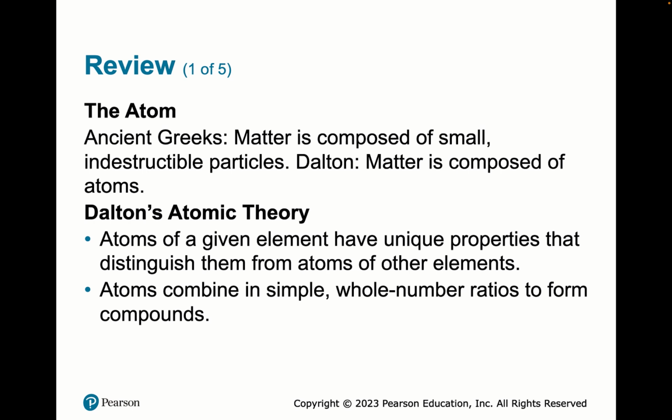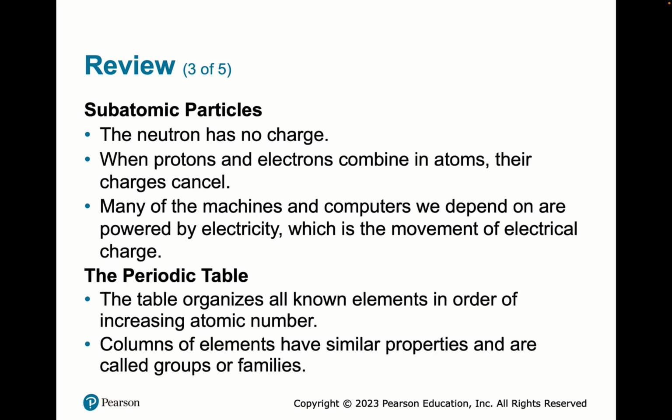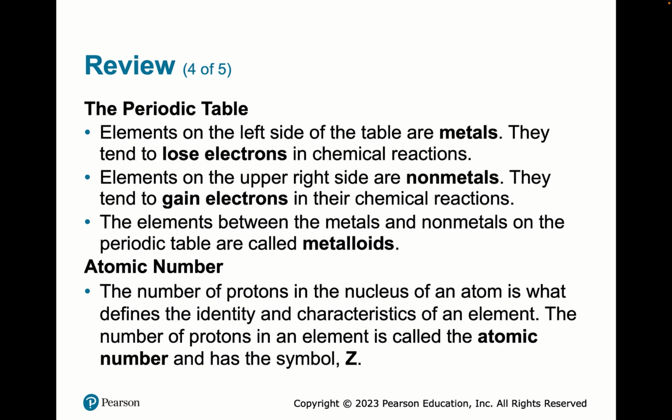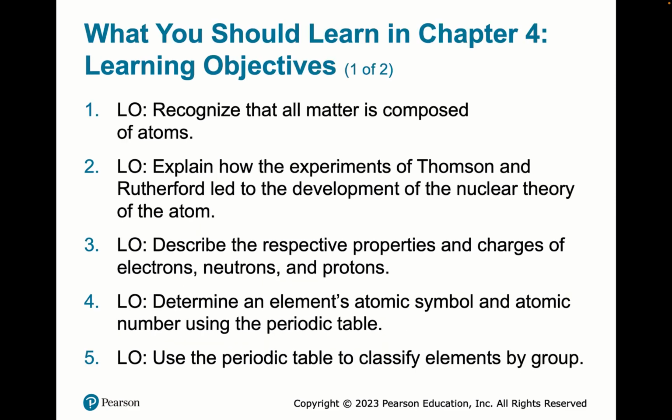So here's the review. We went over atoms and Dalton's atomic theory, and talked about Rutherford's nuclear model and subatomic particles. So subatomic, sub means less than atomic particles. So that's where the word comes from. And the periodic table, we've mentioned briefly about the periodic table and how we have similar properties, and the general parts of metals and nonmetals and the importance of the atomic numbers for atoms. Ions and isotopes are also discussed.